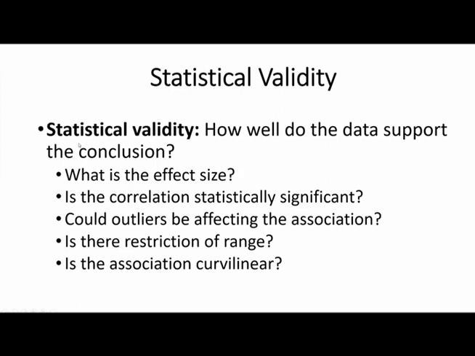For our statistical validity, we want to look at how well the data that we've collected are actually supporting the conclusion that we're making. Now, this is going to be the biggest chunk of this chapter because we're going to talk about what each of these breakdown questions means. So if we talk about an effect size or statistical significance, we can look at outliers or restriction of range or curvilinear associations. Those are all theoretically new terms unless you've taken a stats course already. So we're going to break each of those down and talk about them individually.